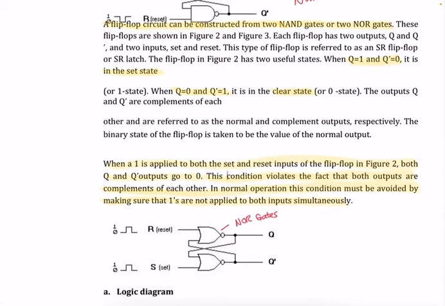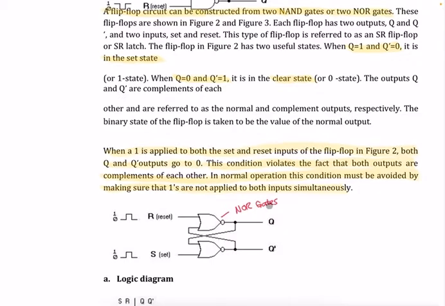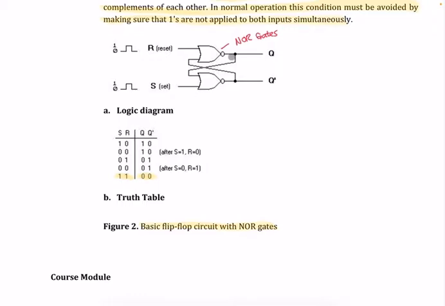Okay? So when a 1 is applied to both the set and reset inputs of the flip-flop in figure 2, both Q and the complementary of Q outputs go to 0. This condition violates the fact that both outputs are complements of each other. So hindi siya pwedeng maging 0. Okay? Parehong 0. Dapat kung ito ay 0, 1 siya. Kung ito ay 1, dapat ito ay 0. Okay? So ito na, nakita natin yung dito yung truth table, no, ng flip-flops under ng NOR gates.